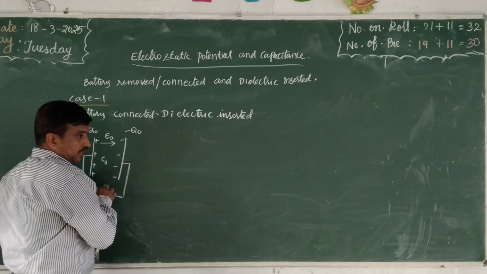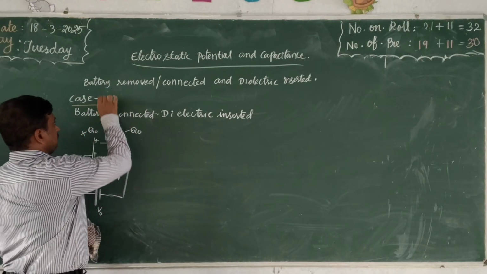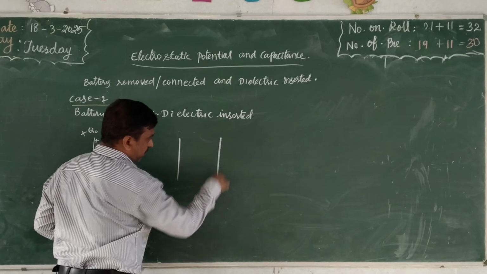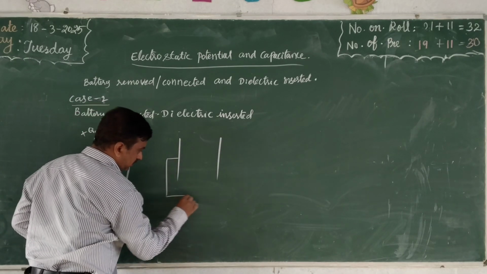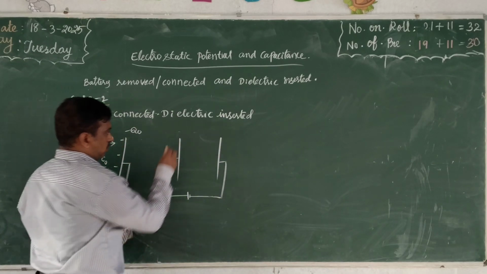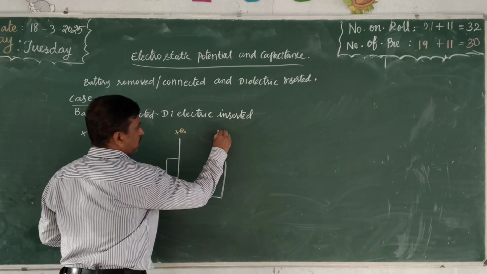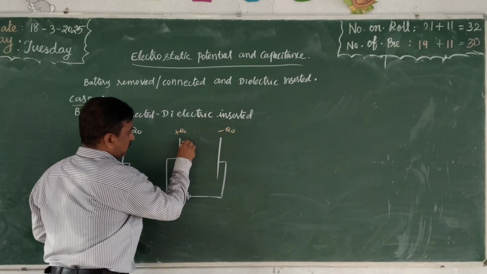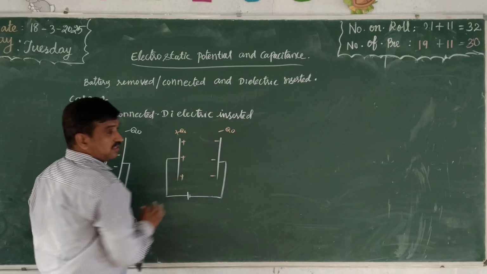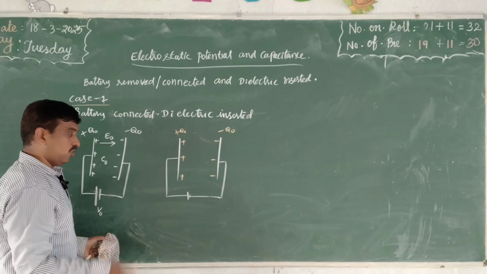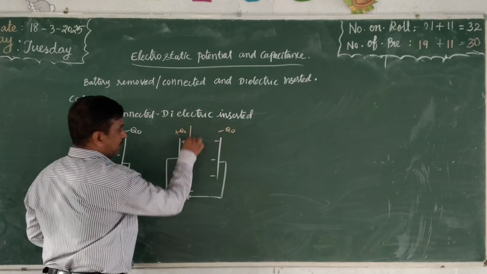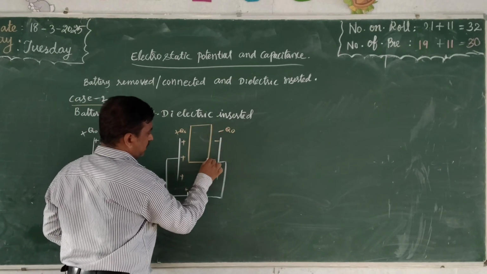Second case, battery connected and dielectric inserted. The battery connection is there. In this case charge is developed. What is the charge here? Plus q naught, and here minus q naught. Capacitance C naught is there, potential V naught is there. In this case, the dielectric is inserted.